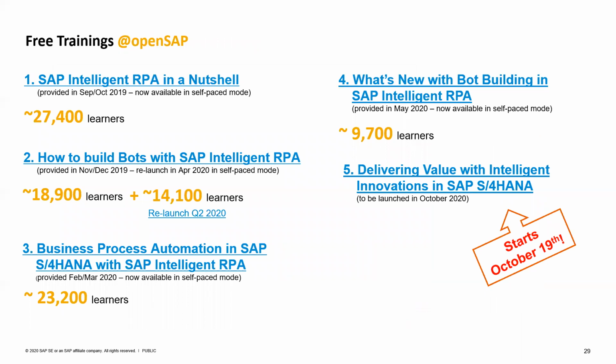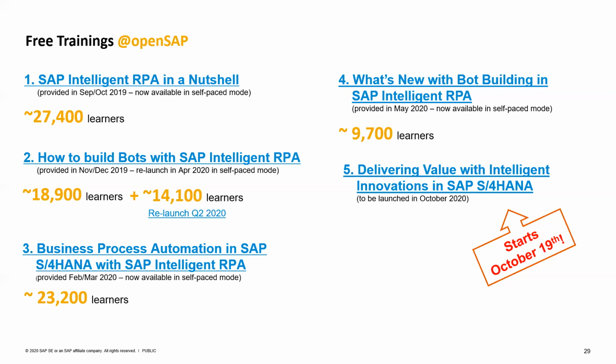We have also at your disposal free trainings and courses provided by OpenSAP on this MOOC platform. Our first course launched last year had more than 27,000 learners. Our technical course on how to build bots with SAP PA had 18,000 learners last year and 14,000 this year. It has been relaunched in Q2 this year. Those courses are still open in self-paced mode. So if you want to have more information on our product, feel free to use these courses.